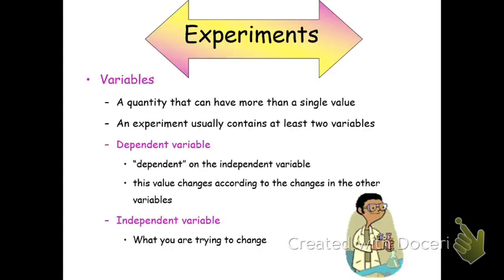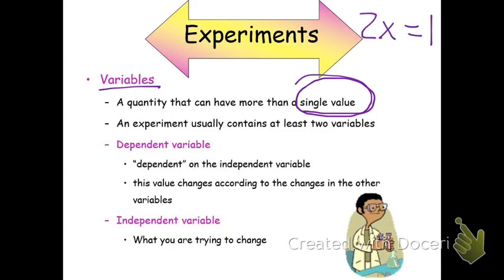If we go back to talking about experiments for a second, all experiments have variables. A variable is a quantity that can have more than one value. I think of variables like in math. You know how we have 2x equals 1? X is a variable, right? Well, sometimes x can be more than one thing. But x is a variable, okay?